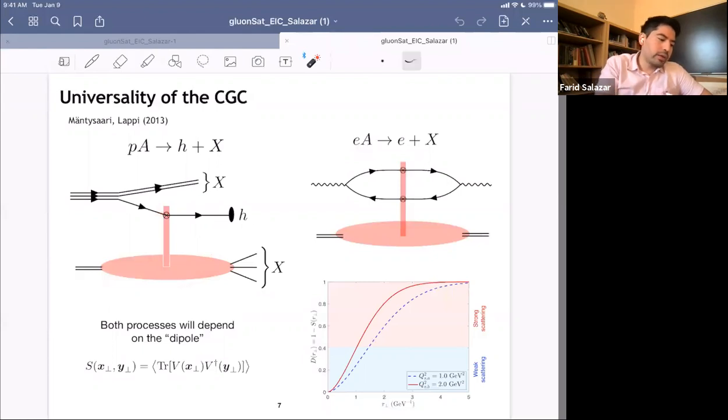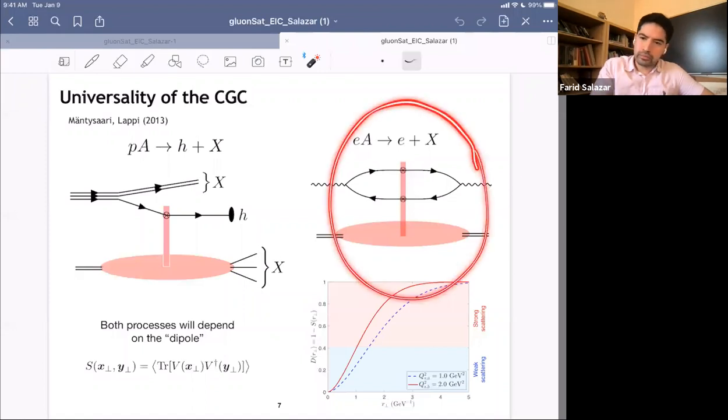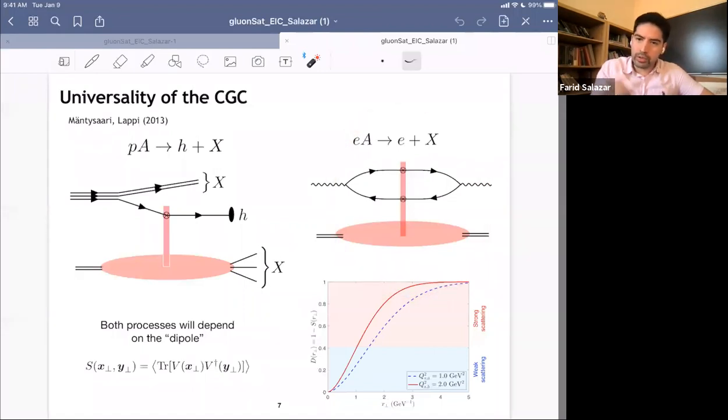Okay, and you will have a Wilson line, and this is at the level of the amplitude. If you square this, you will have two Wilson lines, and that's why you have a dipole. I will not give the precise expression now, but you can get the idea that you will have this dipole. Now you look at DIS in electron-nucleus or electron-proton collisions. The picture that one has in mind is the so-called dipole picture. Your virtual photon splits into a quark anti-quark pair, and that will interact with this shock wave.